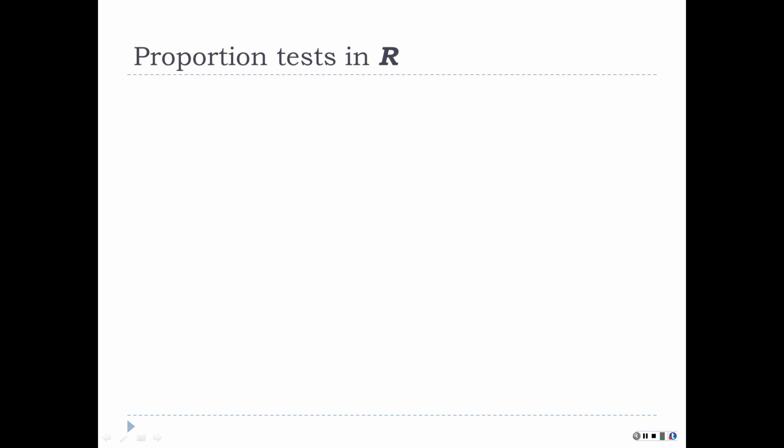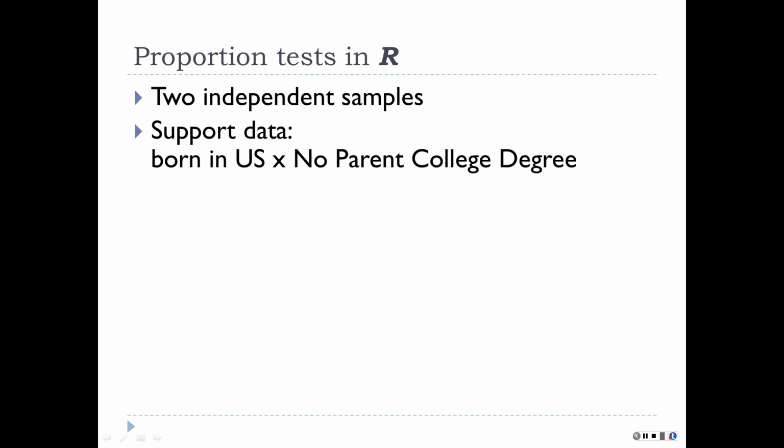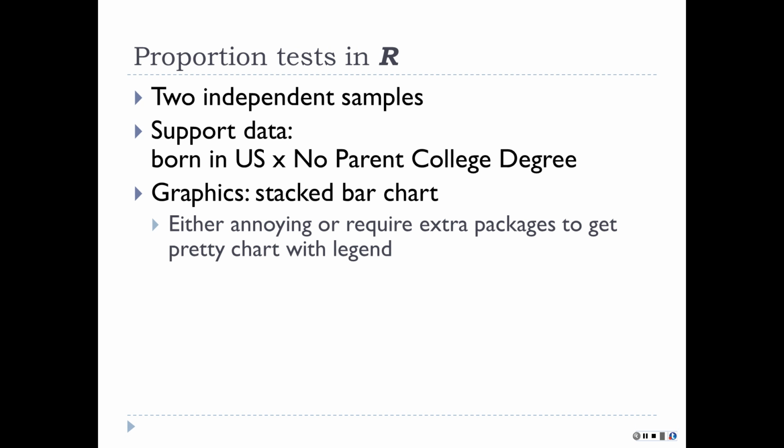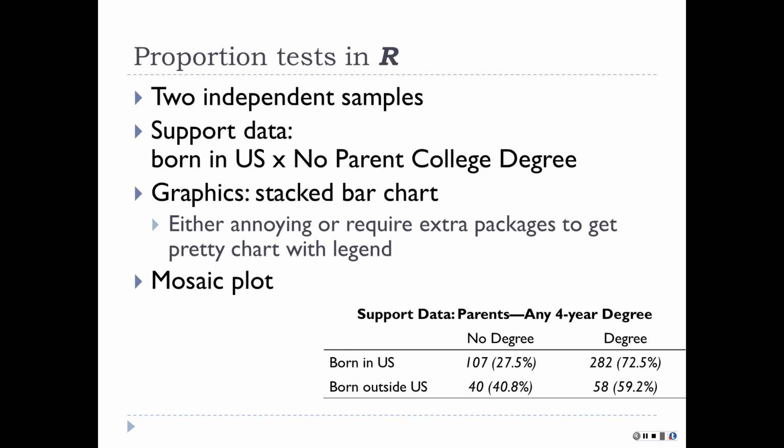So for instance, whether you're born in the U.S. versus no parent college degree, yes or no. You could arrange your data like this. Born in the U.S., not born in the U.S. No degree: neither of your parents has a 4-year degree. Some: at least one of your parents has a 4-year degree. You could arrange the table that way. Now you could do this in R. It's a little fussy, but you can get it done.